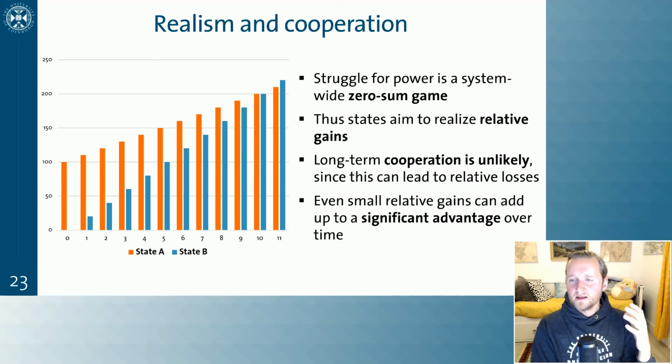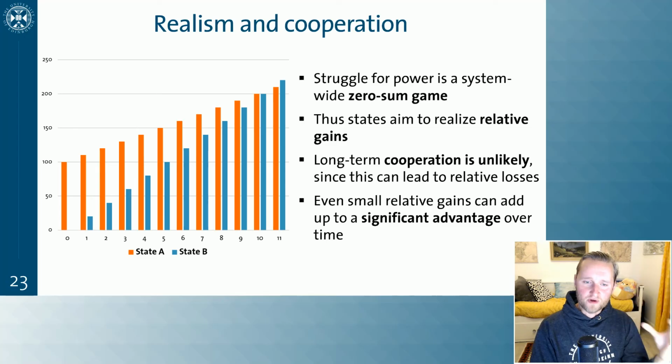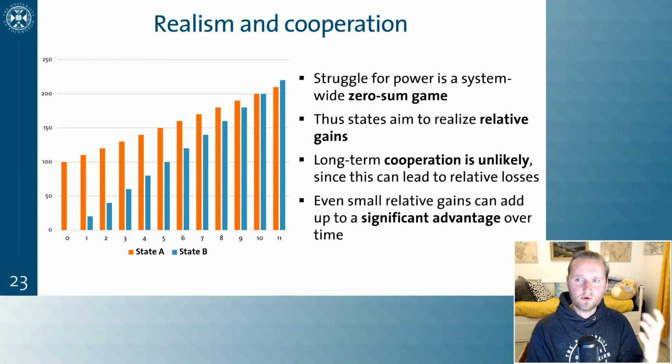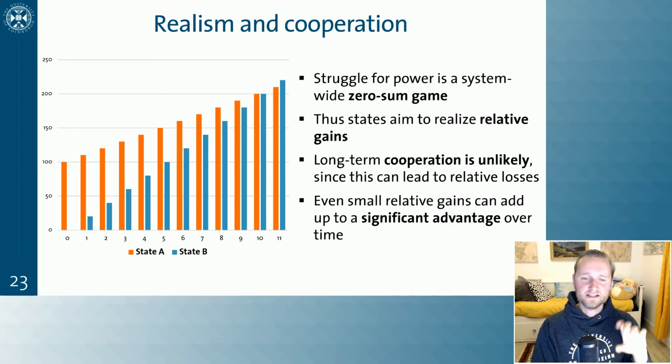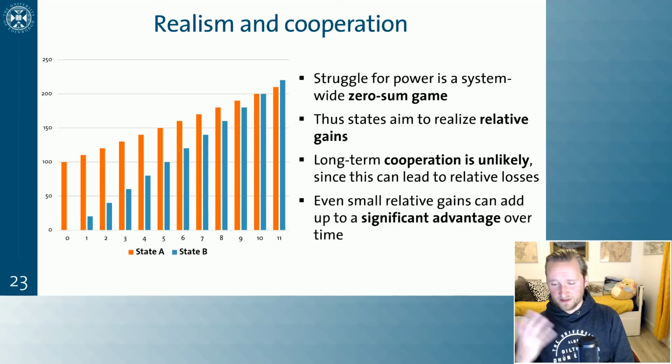So this is how the system is potentially set up. Now, I want to talk for a second about something that we haven't really tackled, and that is the issue of relative gains and how states are motivated by this. So we've already talked about power competition a lot, and we talked about how the struggle for power is essentially a zero-sum game. So anything that I gain, you lose, and the other way around. That's really what a zero-sum game is. And so in a neorealist world, what states tend to do is they try to maximize their relative gains.